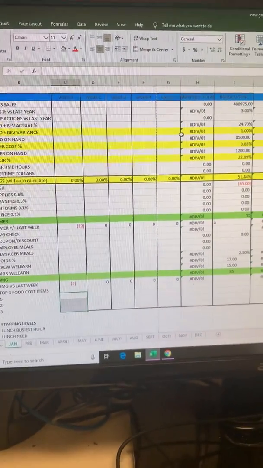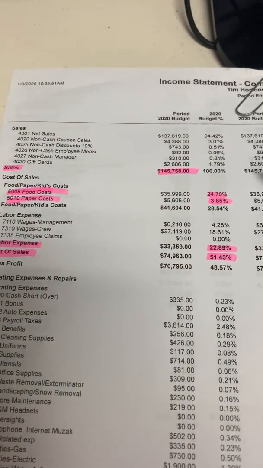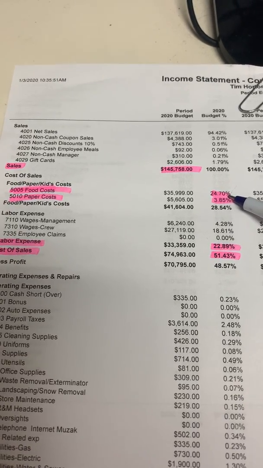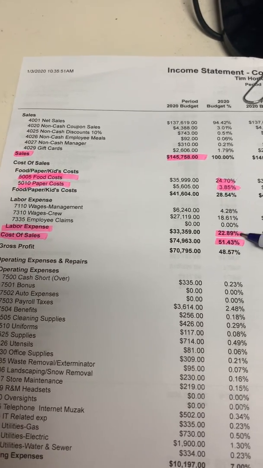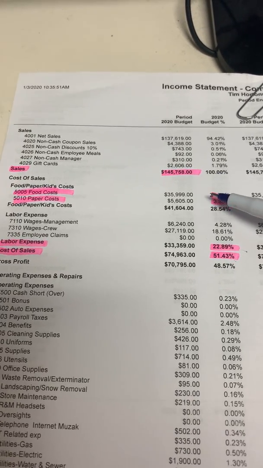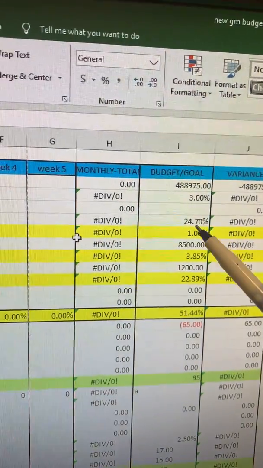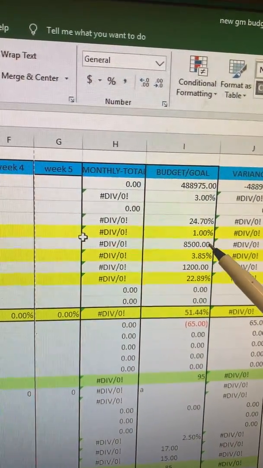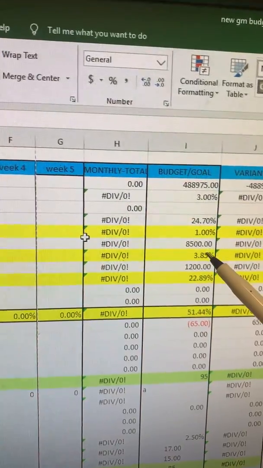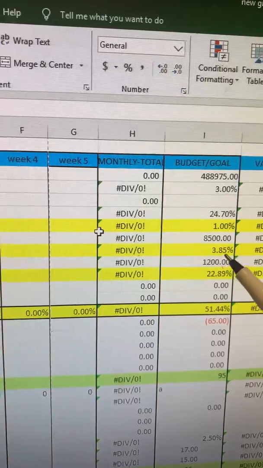Your budget sheet should have been handed out to you. If you don't understand how to read it, I'm going to show you where to find your food cost, your paper cost, your labor, and what your cost of goods should be. Now, obviously, everyone's numbers are going to be different. These are just Chesterfield. So these are the numbers for your food on hand. I wouldn't change that because that was already put in there for you. Your paper on hand was put in there already for you. So I didn't change any of that.